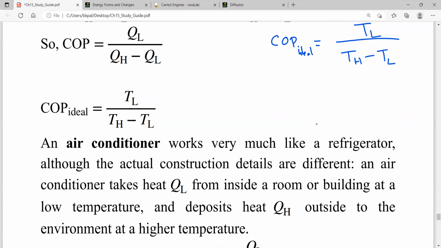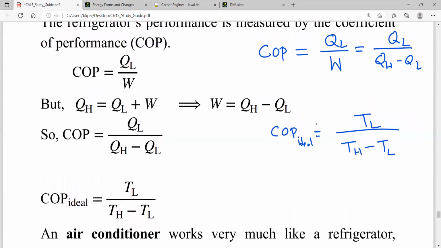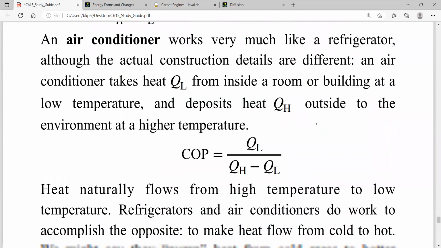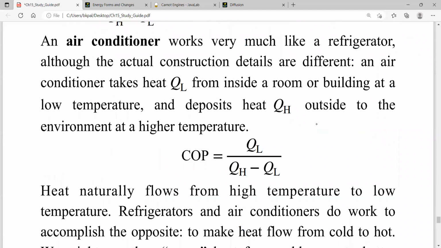Air conditioning is basically the same thing. Air conditioner and refrigerator work in exactly the same way. So the COP for an air conditioner is the same as for a refrigerator. So you see that it is QL over QH minus QL.